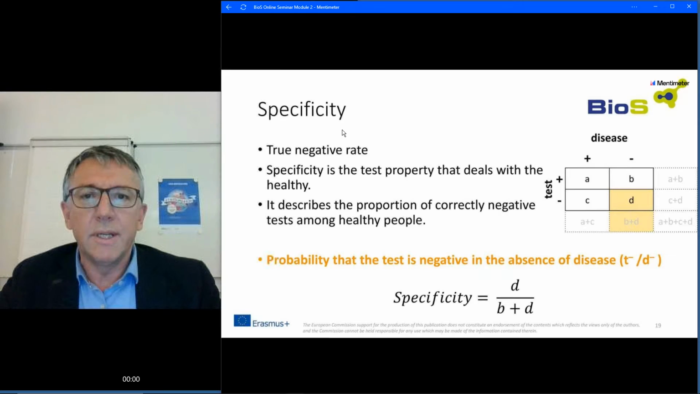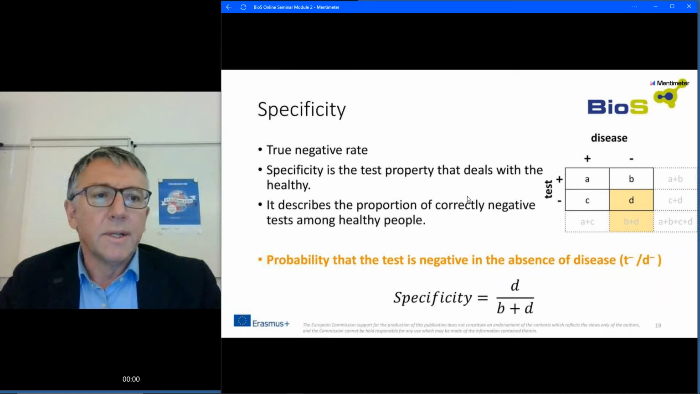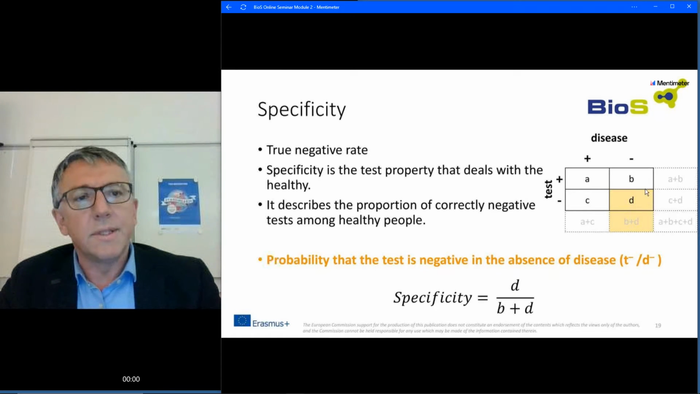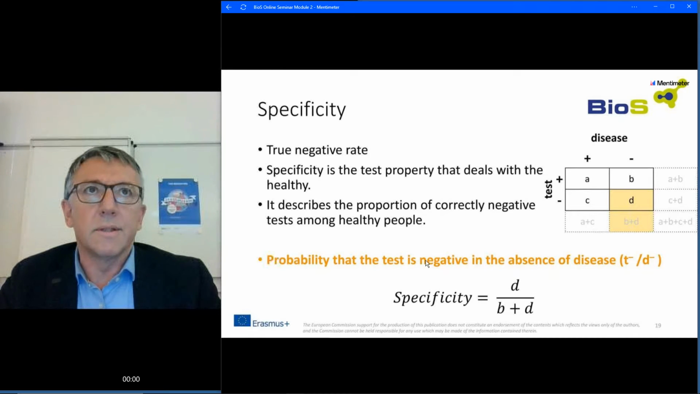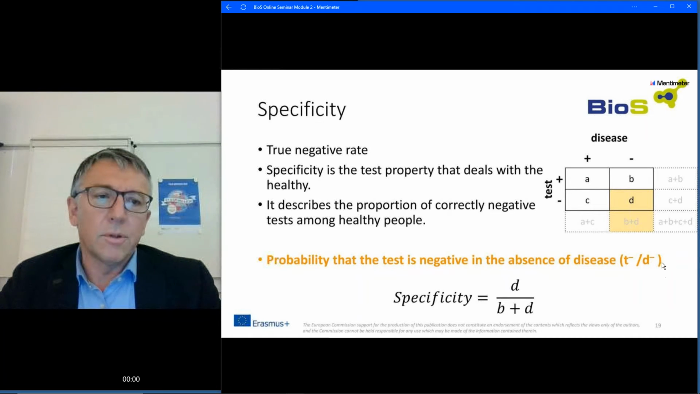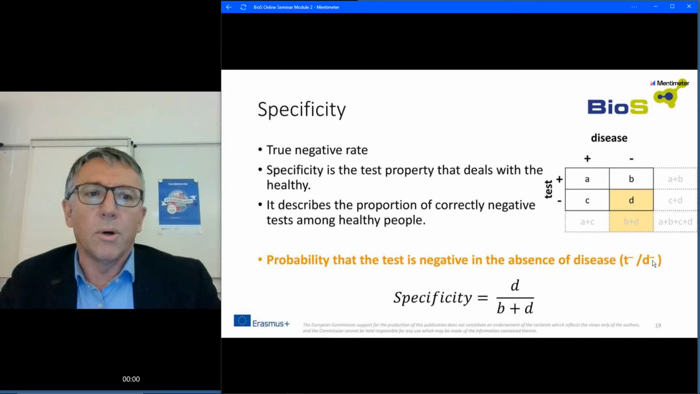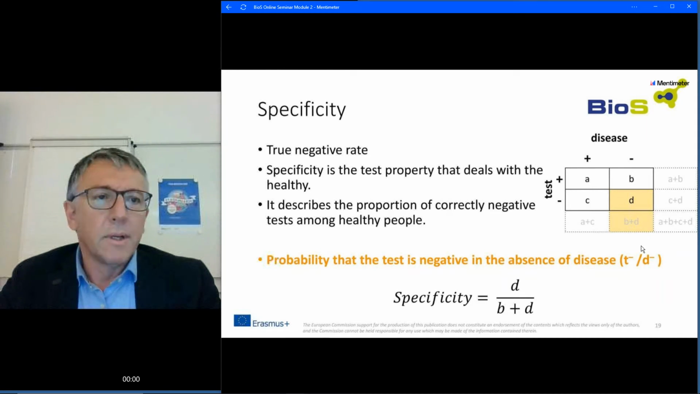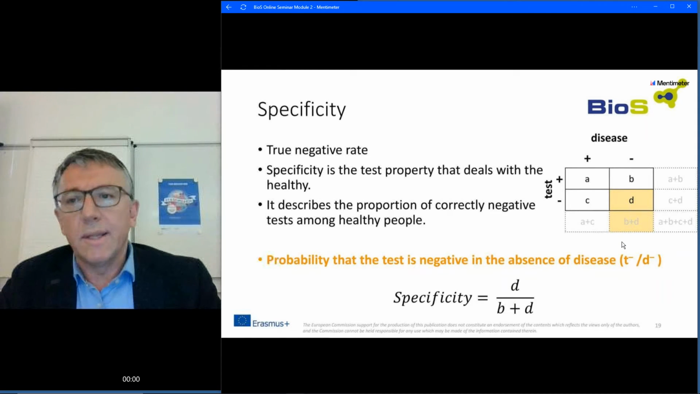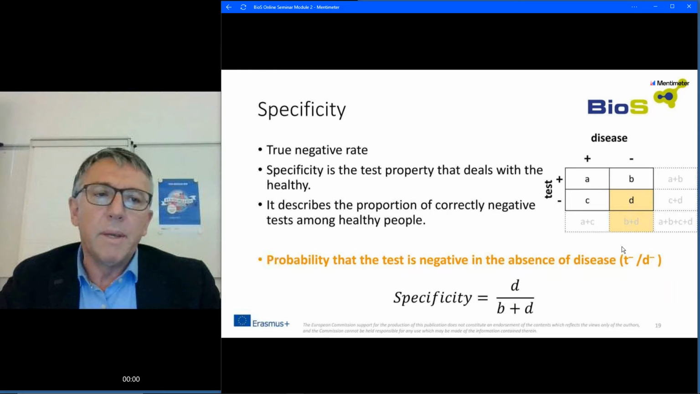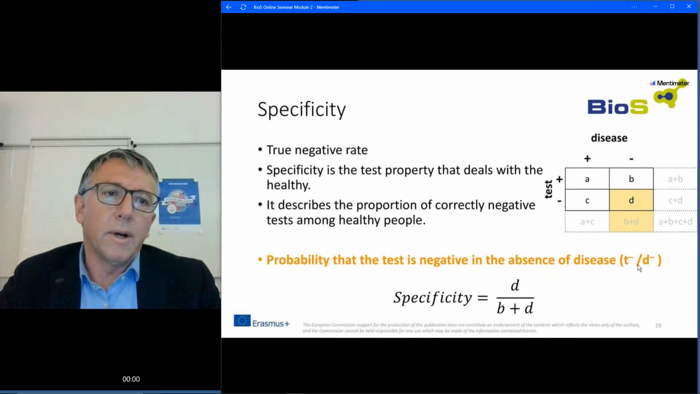In contrast, you have the specificity, and the specificity gives you the true negative rate. So the specificity is those that don't have the disease and are tested negatively, tested correctly, divided by all people who don't have the disease. So it gives you the probability that the test is negative in the absence of the disease. Specificity is always related to the people who are healthy. Sensitivity is always related to people who are sick or have a disease.